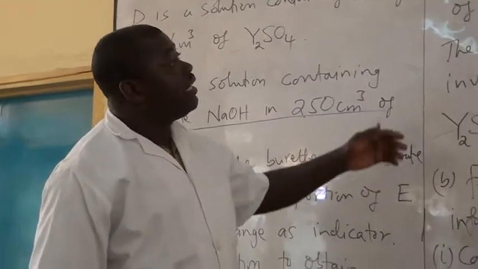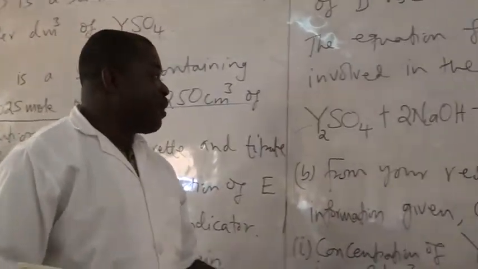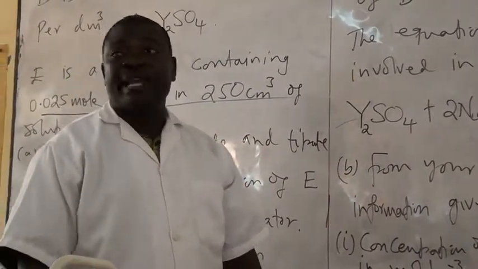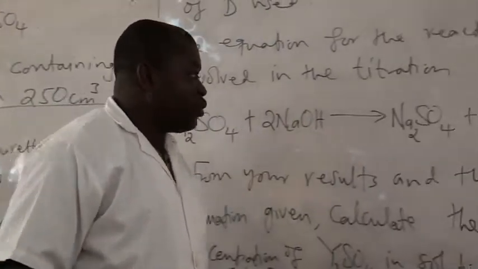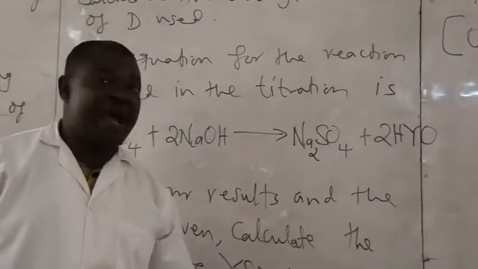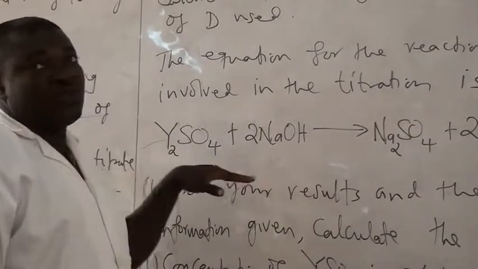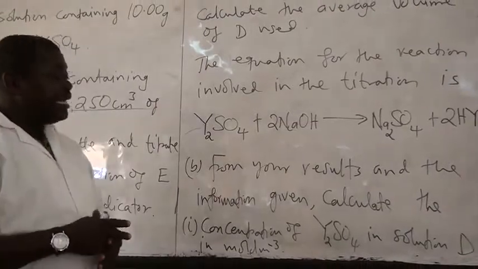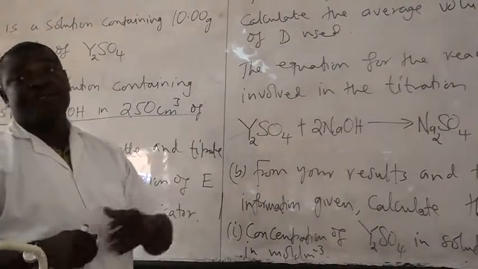Okay. Now the equation has been provided for the reaction. We have Y2SO4 plus 2NaOH going to Na2SO4 plus 2HYO. As I said, we don't know what Y2SO4 is, but of course from the titration you'll be able to know what it is because you have been asked some few questions in there.